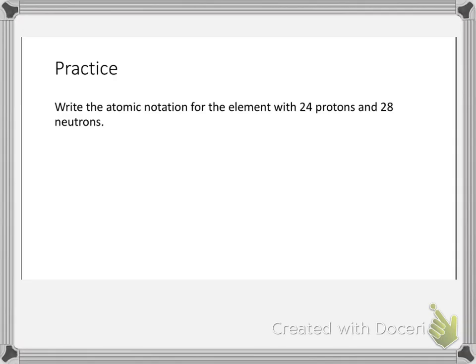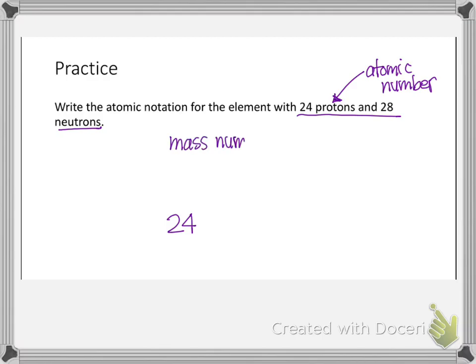So this says, write the atomic notation for an element with 24 protons and 28 neutrons. Okay, you can try, give it a pause and try. I'm going to keep working. All right, so 24 protons, that's my atomic number. That's going to tell me what element it is. It's going to be the bottom number. Now the mass number equals protons plus neutrons, so that's 24 plus 28, which if I add that together, 8 and 4 is 12, 52.